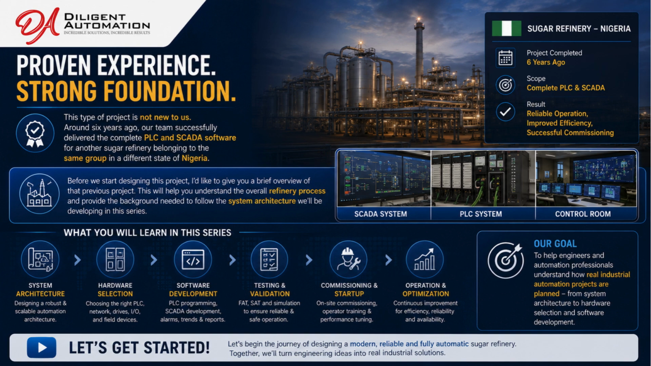This type of project is not new to us. Around 6 years ago, our team successfully delivered the complete PLC and SCADA software for another sugar refinery belonging to the same group in a different state of Nigeria. Before we begin designing this new control system, I'd like to give you a brief overview of that previous project. This will help you understand the refinery process, the major process areas, and the automation philosophy, providing the necessary background to follow the system architecture we'll be developing throughout this series.